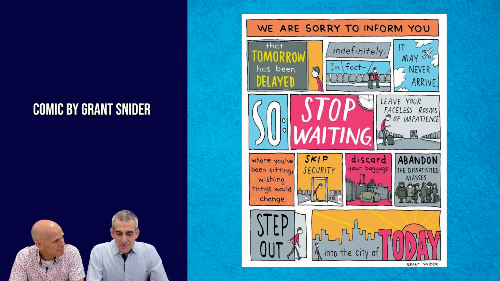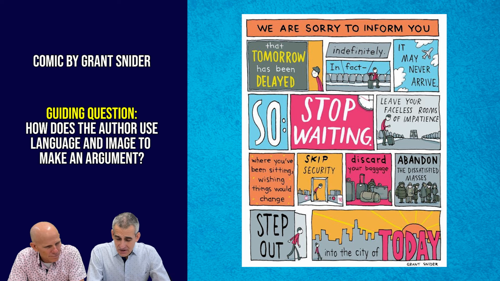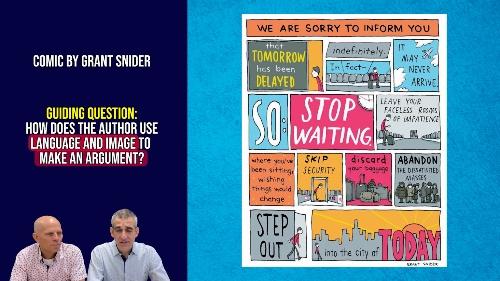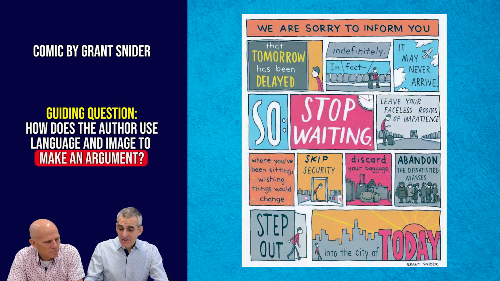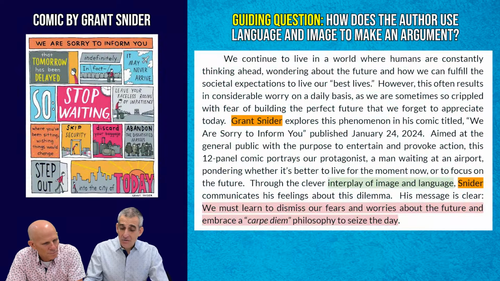Now, Mr. Giles, for this piece of student writing, the guiding question was as follows. How does the author use language and image to make an argument? Really standard guiding question. We always want to think about the interplay between text and image. And of course, any text is making an argument. Mr. Giles, let's start with the introduction and tell me what you notice.